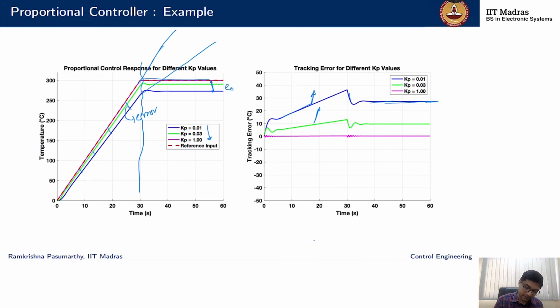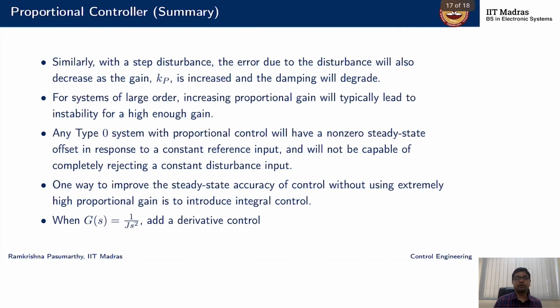So here the error is about 25 degrees. Here the error is much lesser, about 10 degrees, and it keeps on reducing as we increase the value of Kp.